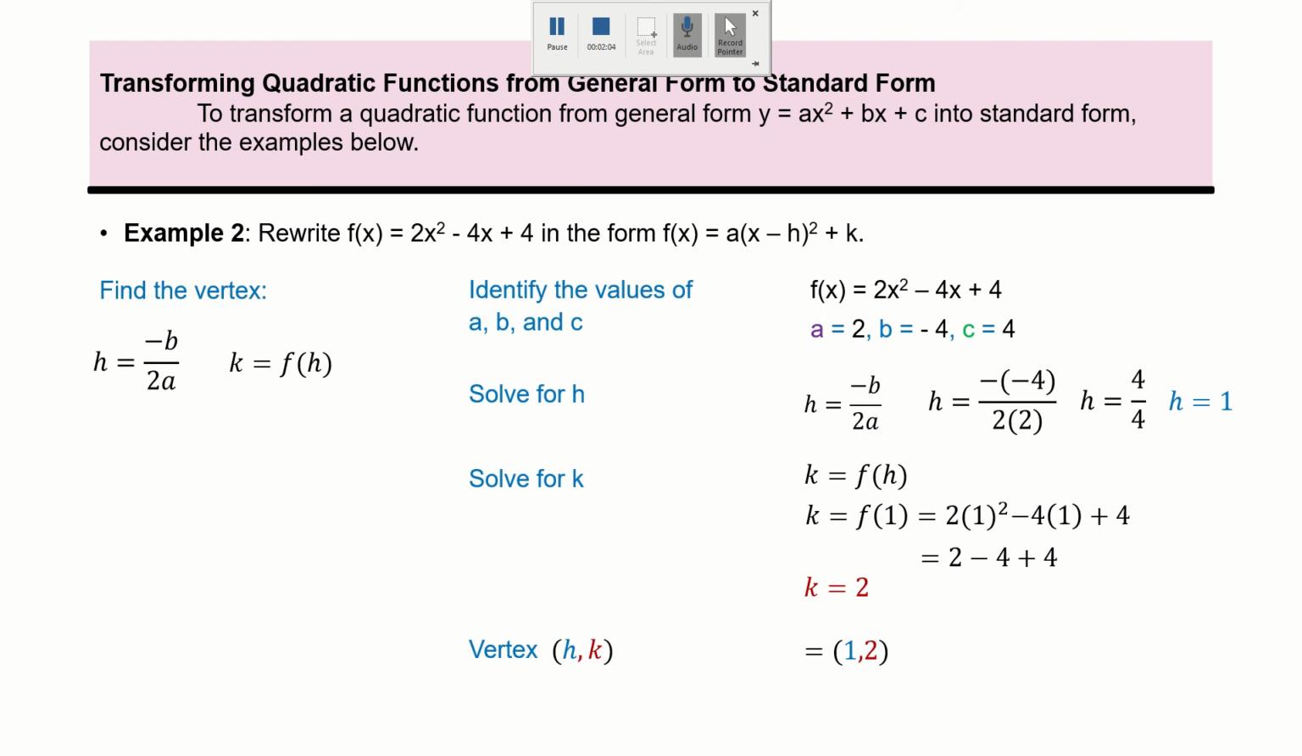Next, we're going to rewrite the quadratic function in standard form. Remember that the standard form of the quadratic function is f of x is equal to a times x minus h squared plus k. We will just substitute the values of a, h, and k. Then we now have our answer. F of x is equal to 2 times x minus 1 squared plus 2.